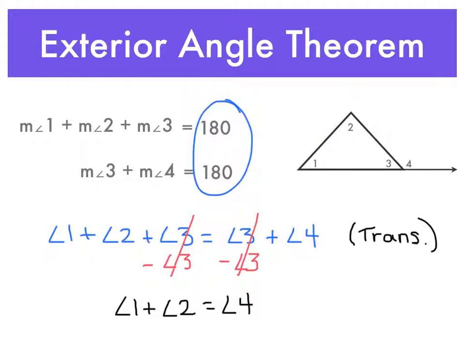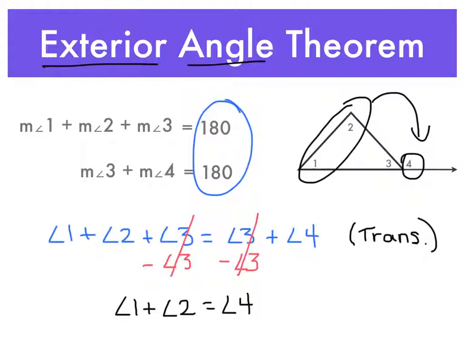Okay? And that right there is called the exterior angle theorem for triangles. That means that if I'm looking for angle 4 out here, I can find it by taking these two angles, the ones that are not right next to it, and adding them together. These two together have to equal that angle 4. That's called the exterior angle theorem. Okay, so we just proved a theorem.